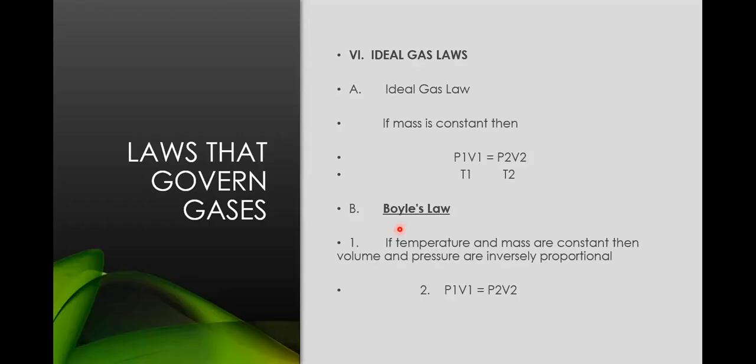Okay. In Boyle's law, volume and pressure are inversely proportional, right? And so temperature is what's left. So temperature and mass must be constant. But they're not going to ask you much about that. Just know that Boyle's law says that when temperature and mass are constant, then volume and pressure are inversely related. Inversely. One goes up, the other goes down. Okay?